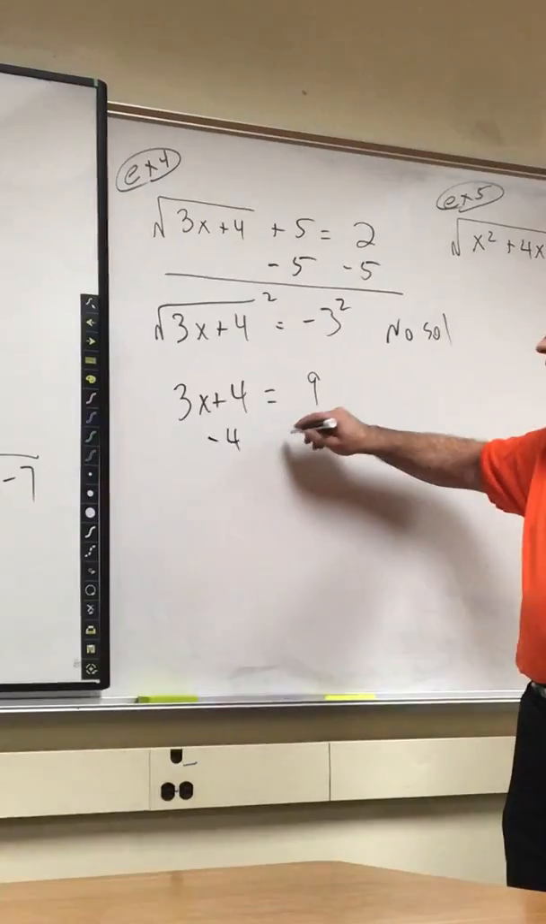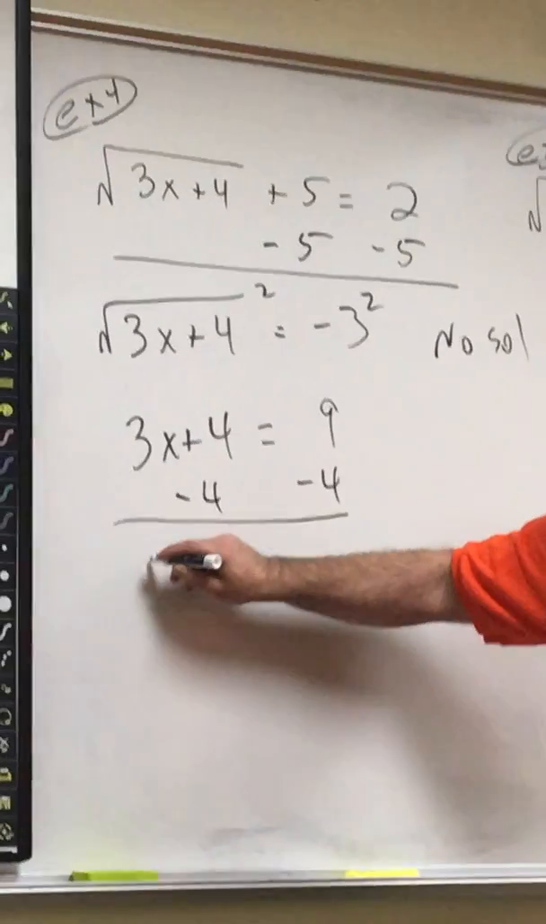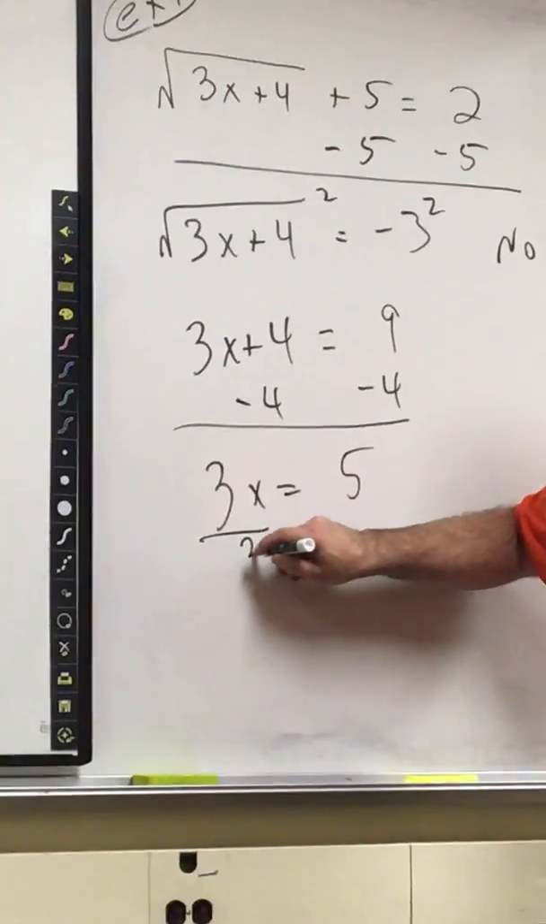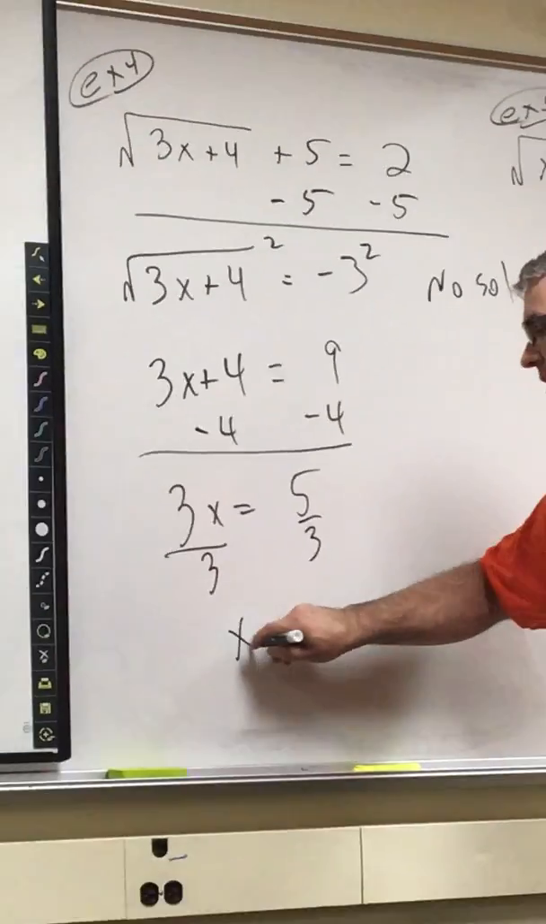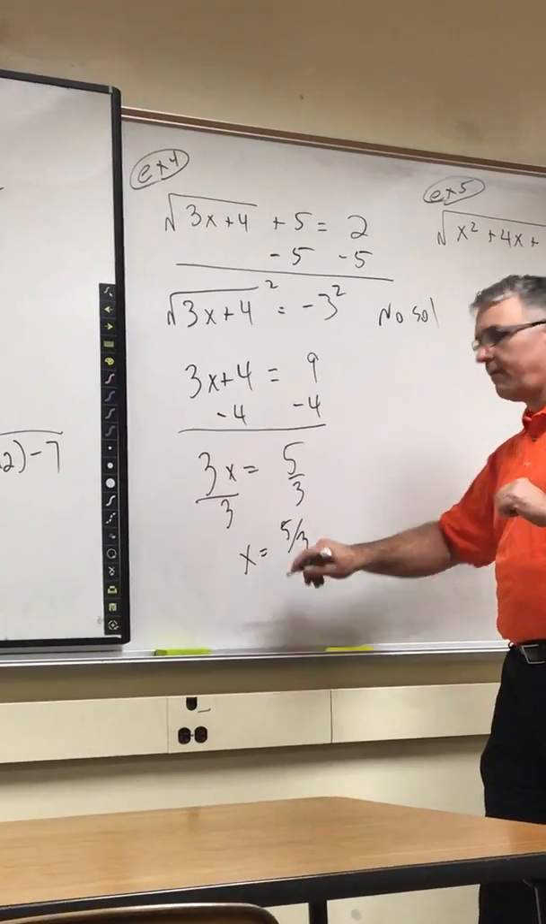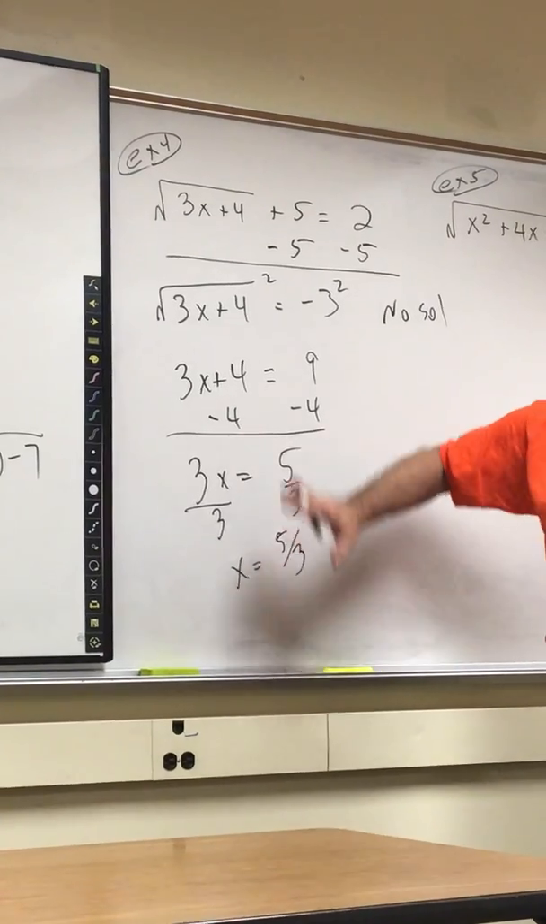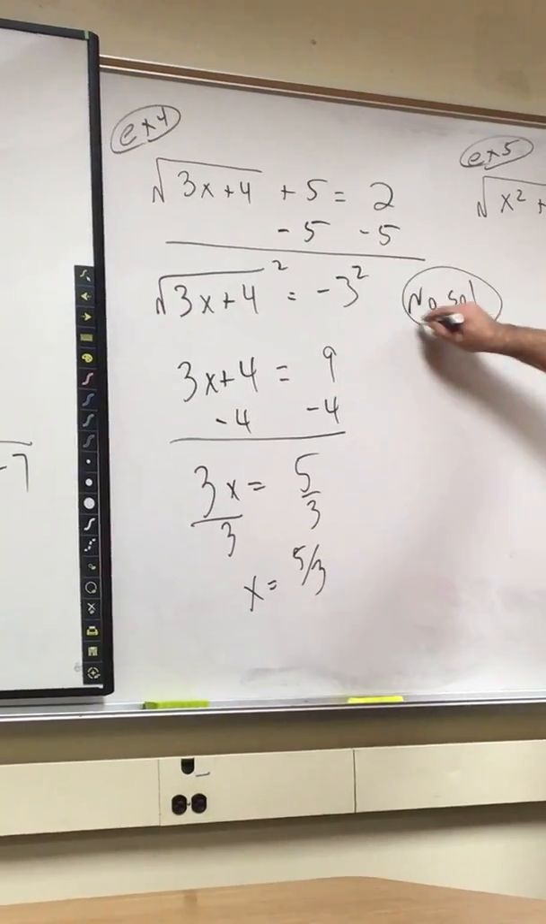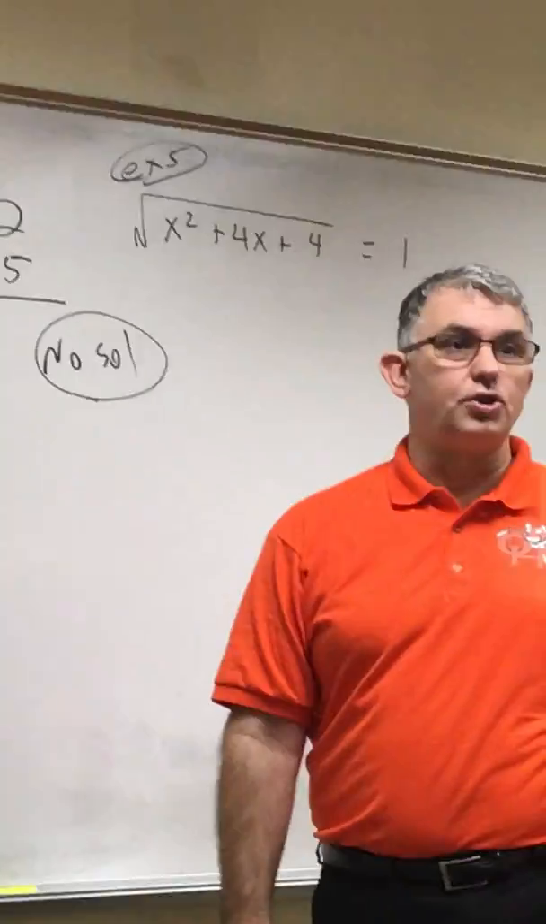So I'll go minus 4, minus 4. 3x equals 5. Divide by 3. Divide by 3. X equals 5/3. We actually, by doing our methods, get an answer for something we know should be no solution.